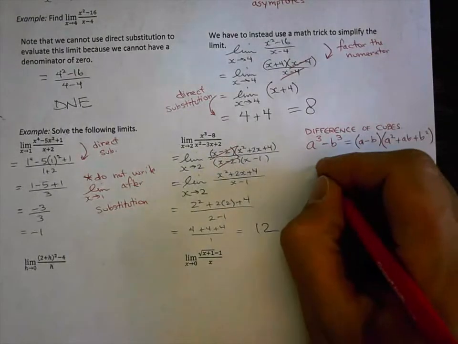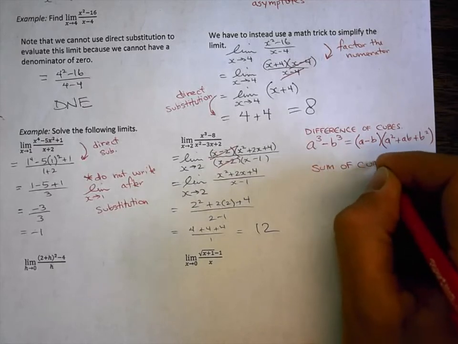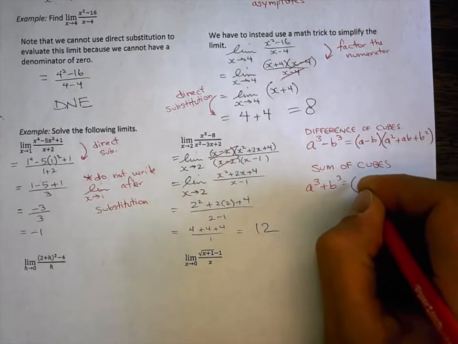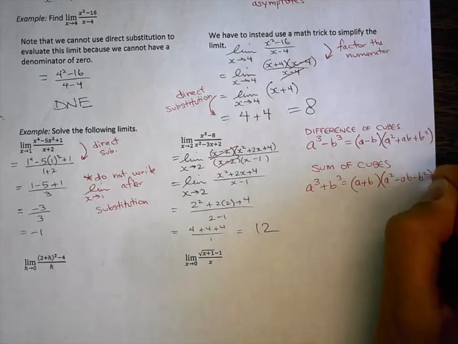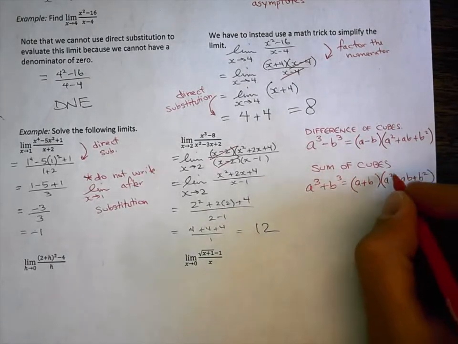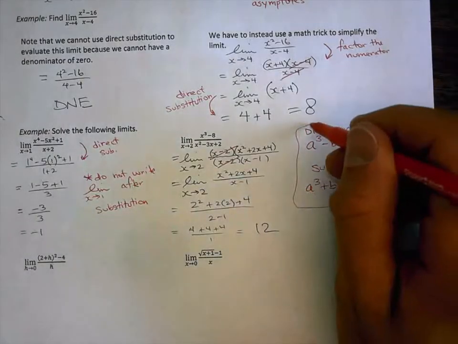The cousin of the difference of cubes is the sum of cubes. So if I have a cubed plus b cubed, this is similar, so a plus b, but there is a trick at the beginning. It's a squared minus ab plus b squared. So this is kind of the unintuitive one. Oh, sorry, this is plus. This is negative here. Again, you're not going to have to know these, so I'm just writing them here.